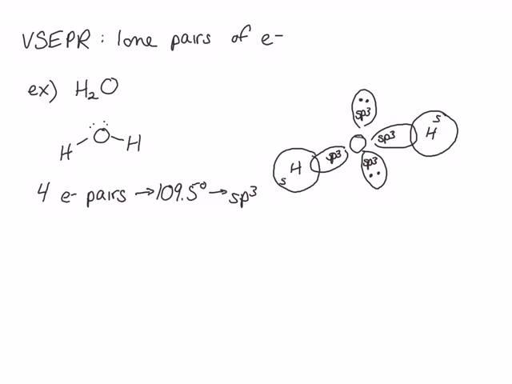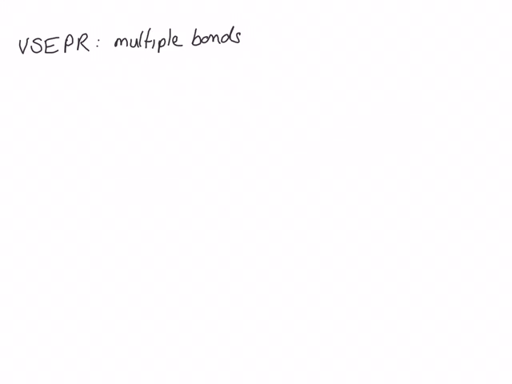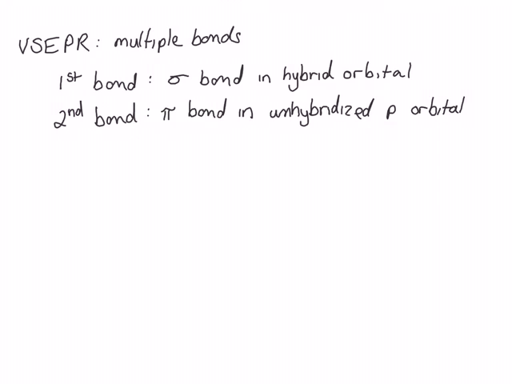What about molecules with multiple bonds? When we're looking at a molecule with multiple bonds, the first bond of a multiple bond is going to be a sigma bond, and it's going to occupy a hybrid orbital. The second bond is going to involve an unhybridized orbital. It's going to specifically involve an unhybridized p orbital because it's a pi bond, and pi bonds involve overlap of p orbitals. If the multiple bond is a triple bond, then that third bond is also going to be a pi bond. It's going to involve an unhybridized p orbital that will be perpendicular to the first pi bond, to the first p orbital.